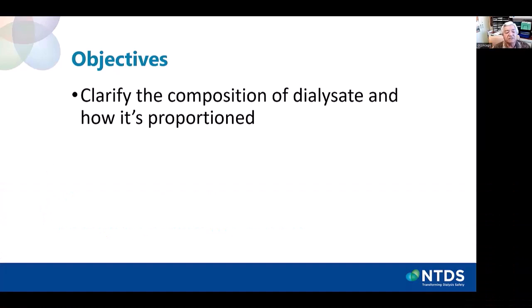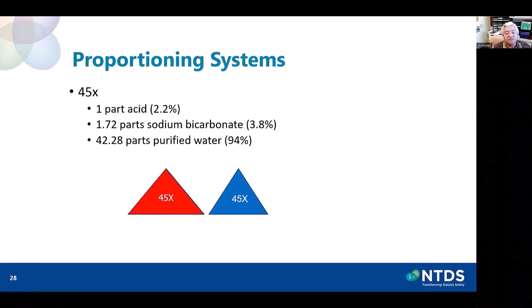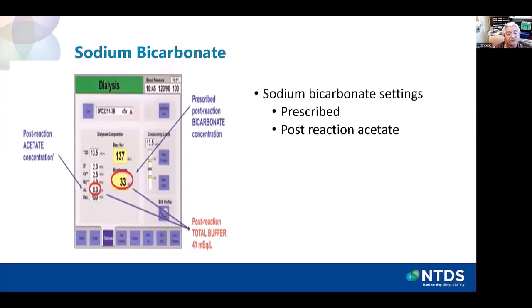Our next segment is to clarify the composition of the dialysate and how it's proportioned. Proportioning refers to the percentage ratio of the three components of dialysate: the acid, the sodium bicarbonate, and the purified water. In the 45X proportioning system, which is the predominant proportioning in our current technology, one part of acid is mixed with 1.72 parts of sodium bicarbonate and 42.28 parts of purified water. As you can see, water makes up 94% of the compound and is the most abundant in volume that our patients are exposed to.